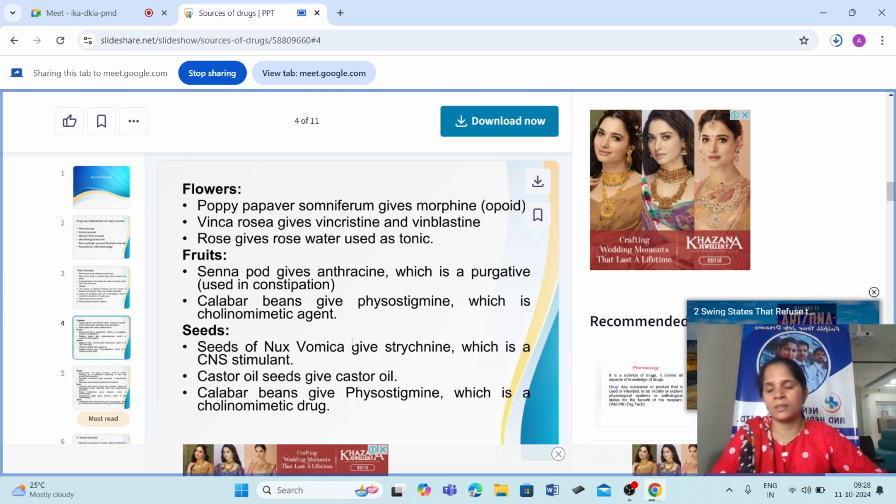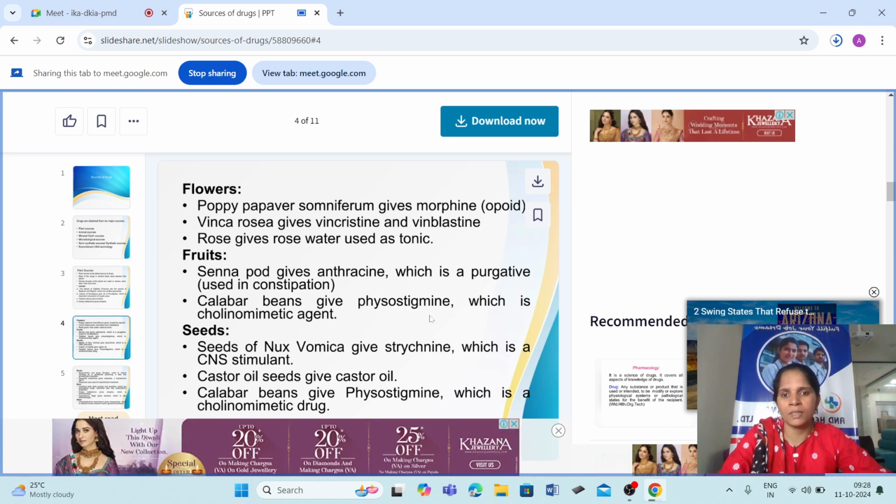And next, if you see flowers like Vinca rosea, they are going to give vincristine and vinblastine. What are vincristine and vinblastine? They work as anti-cancer drugs. I think you know this, vincristine and vinblastine. Next, we have rose, which gives us rose water, which can be used as a tonic. If you go to homeo stores or even some Ayurvedic stores, you'll get rose water, which can be used as a tonic.